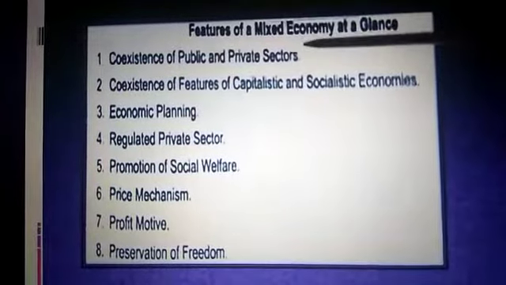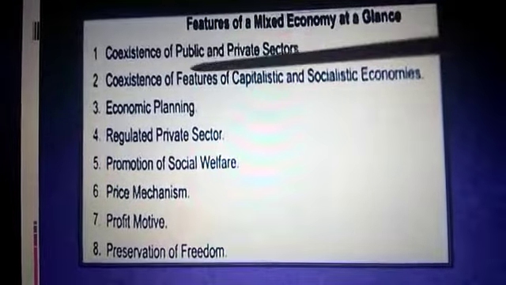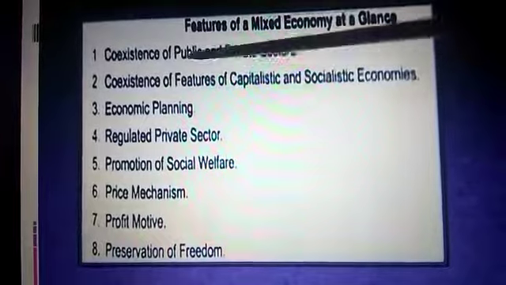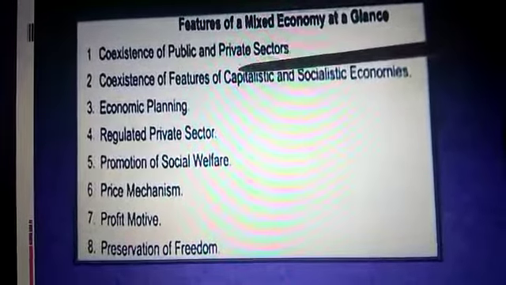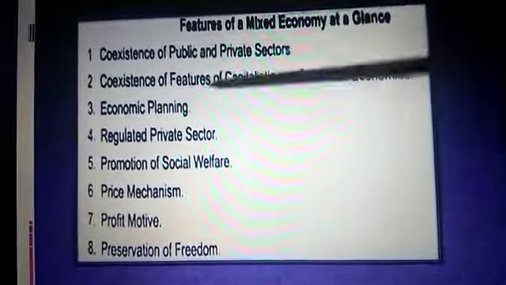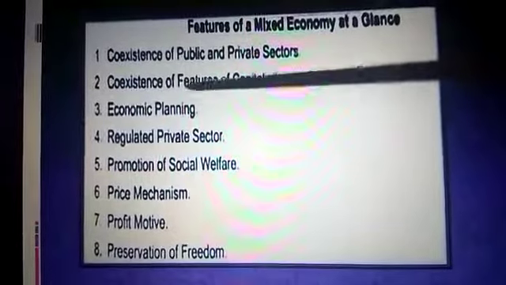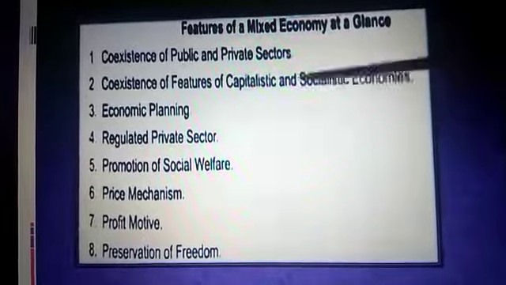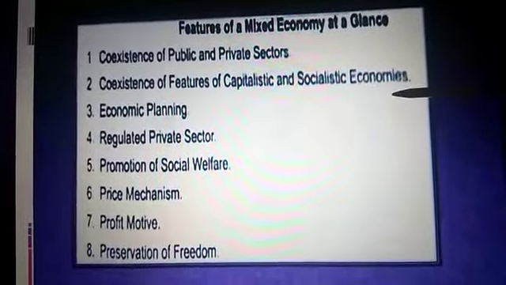Coexistence of public and private sector. Public sector is the sector owned by the government. Private sector is the sector owned by the people of the country. Coexistence of features of capitalistic economy and socialistic economy.